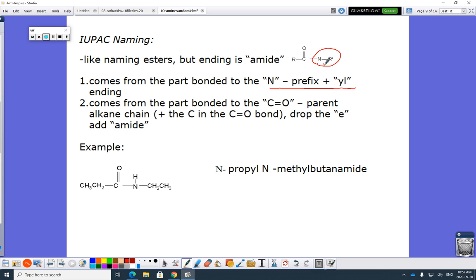Except this time now you could have a bunch of things attached to the nitrogen. So you might have to do like N-methyl, like same as we just did. And then the one that has the double bond O gets the fancy ending. So an ester was anoate. This one is going to be amide. Drop the E, change it to amide.